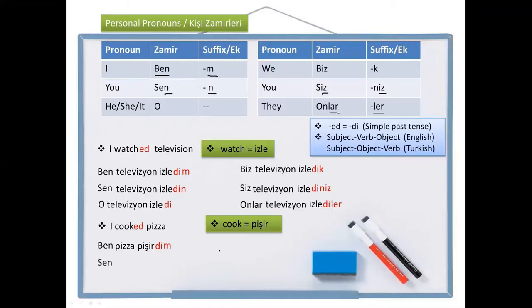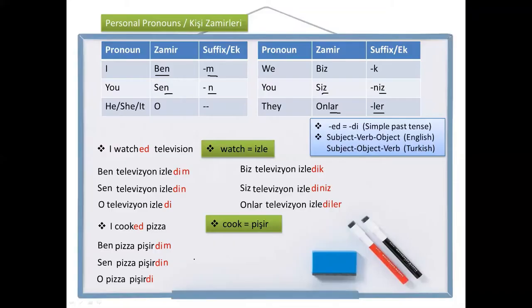Now let's write you cooked pizza. You, sen, pizza. Cook, pişir. Cooked, pişirdi. Okay, what personal suffix am I going to put here? Sen. The last letter of sen is n. Okay, I write here n. Now it's done. Sen pizza pişirdin. Let's say she cooked pizza. She or he, doesn't matter. O, pizza. Cook, pişir. Cooked, pişirdi. And the personal suffix, there is no suffix for o.